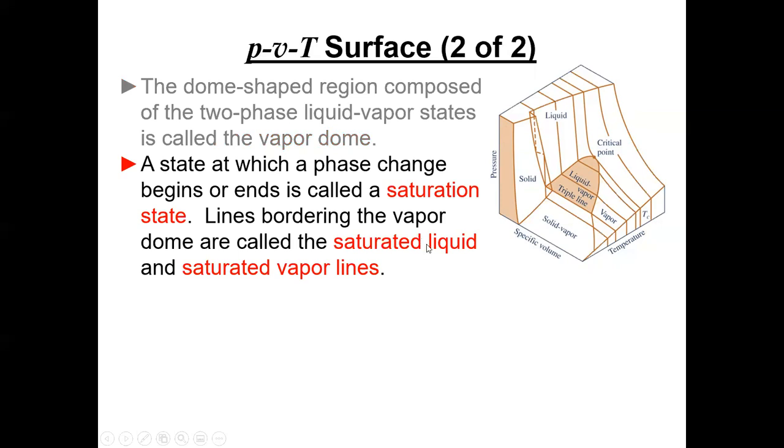Okay, a state at which a phase change begins or ends is called a saturation state. Lines bordering the vapor dome are called saturated liquid and saturated vapor lines. The saturated liquid line starts right here and runs up to the critical point, where the saturated liquid and saturated vapor lines meet. On this side, it's all saturated vapor, from right down here at the triple point, and it goes right up to the critical point. On this line you're all saturated vapor, and on this line you're all saturated liquid.